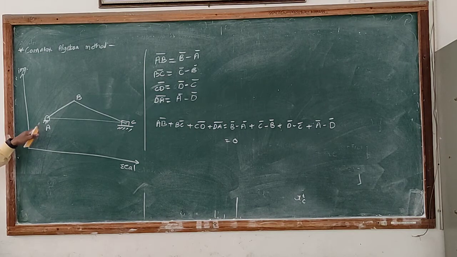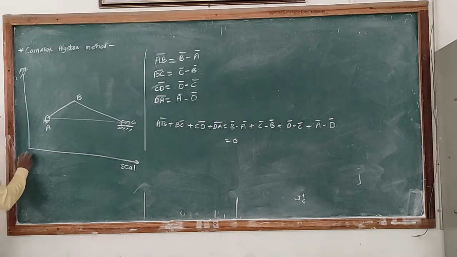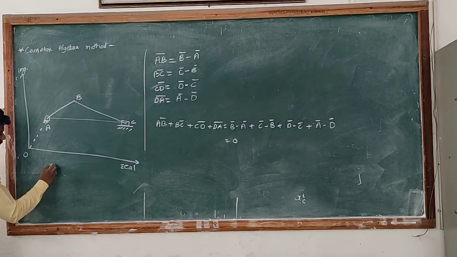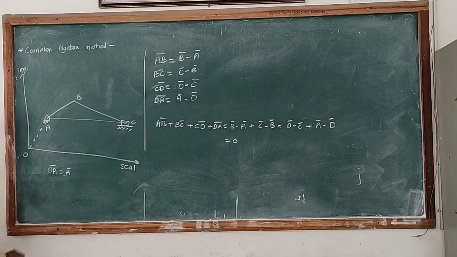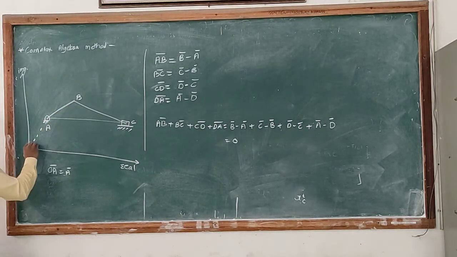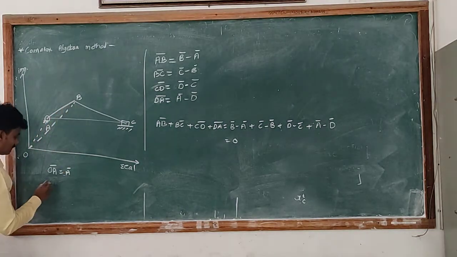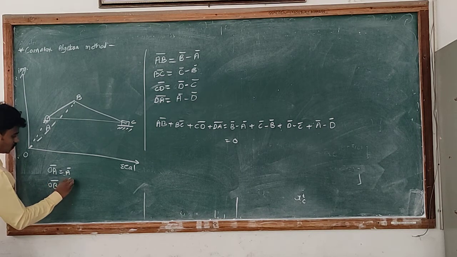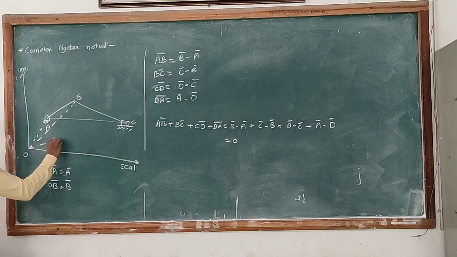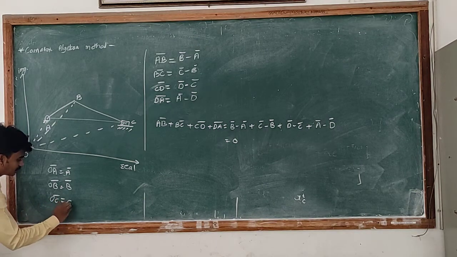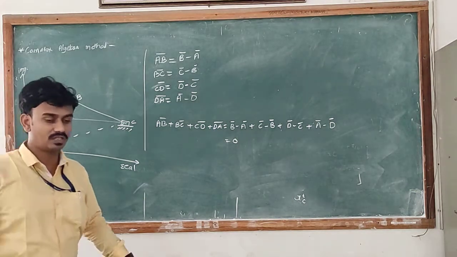If I want to represent the point A with respect to this origin, then OA bar is equal to A bar. To represent this point B with respect to origin O, OB bar is equal to B bar, and to represent this point C with respect to O, OC bar is equal to C bar.